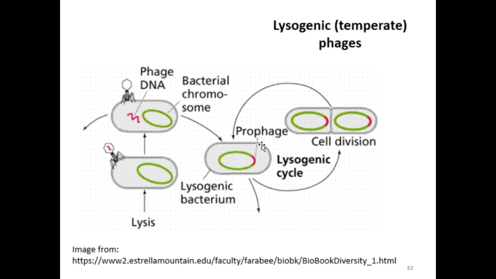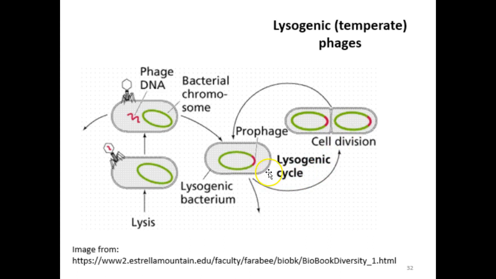And it can persist there for many rounds of cell division. So each time this cell goes through binary fission and divides, that phage DNA is copied along with the rest of the chromosome. And so in this way, that phage DNA can be propagated through a large community of microbial cells. You can go from having this one quote unquote infected cell to thousands or millions very, very quickly.